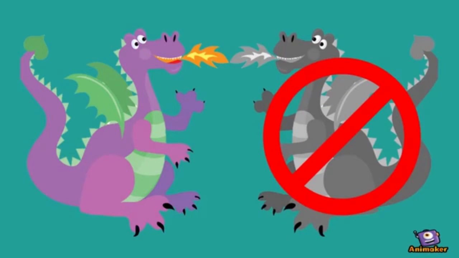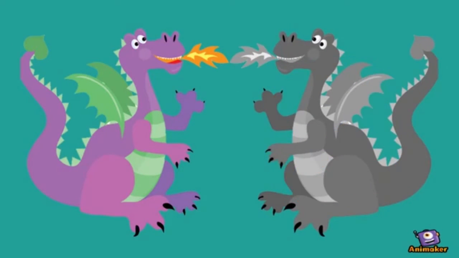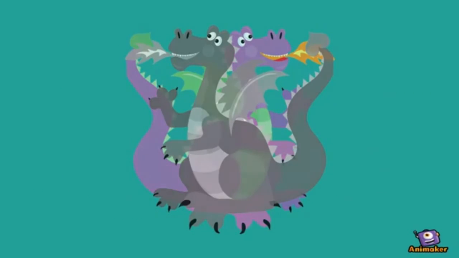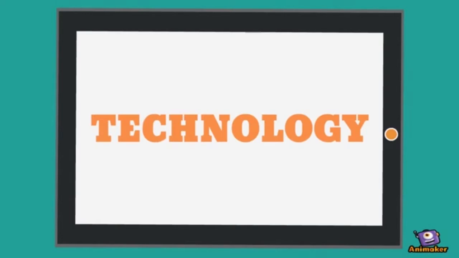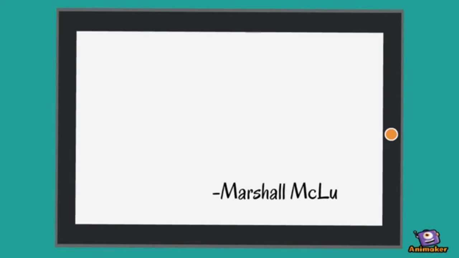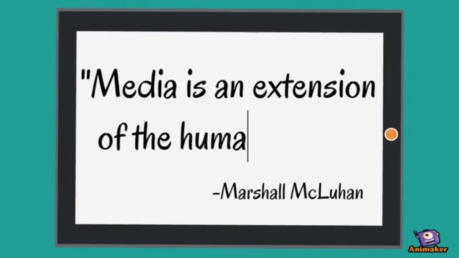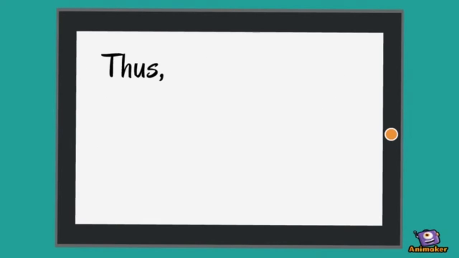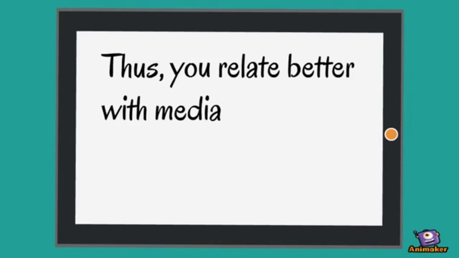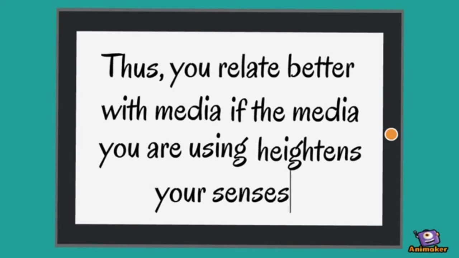This is why desktop publishing has been invented, to be able to put together static elements such as text and images. Technology has further made it possible to incorporate audio or sound. Marshall McLuhan claimed that media is an extension of the human body. Thus, you relate better with media if the media you are using heightens your senses.